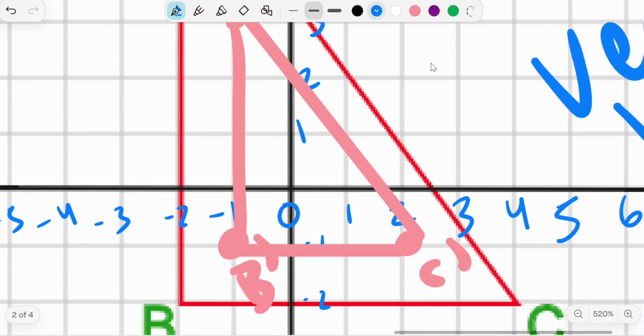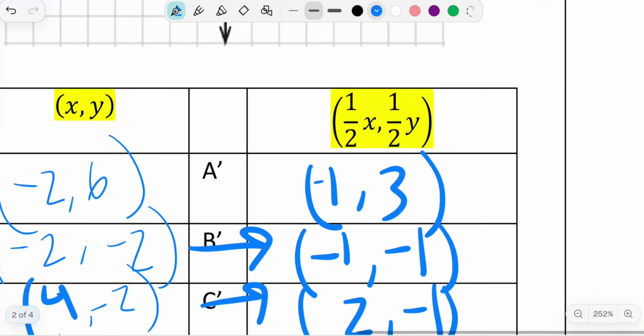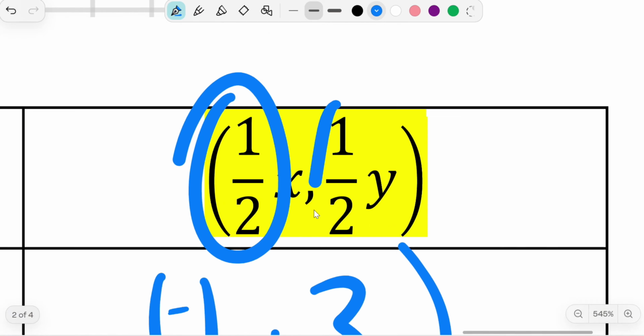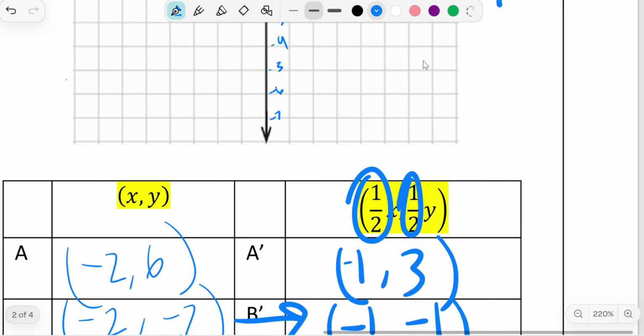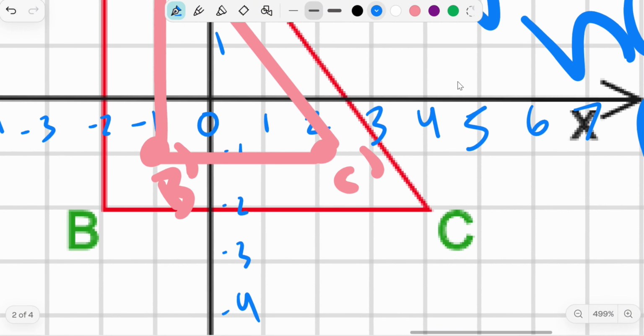Now, right here, we can tell from here that there's a dilation by a factor of 1/2, right? Because each one of our values is multiplied by 1/2. But if you weren't given that, we can just tell by the graph.